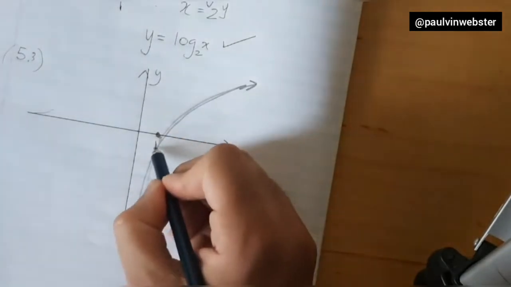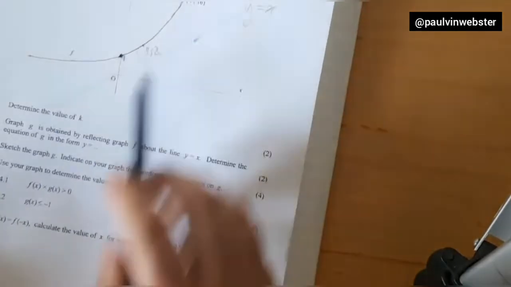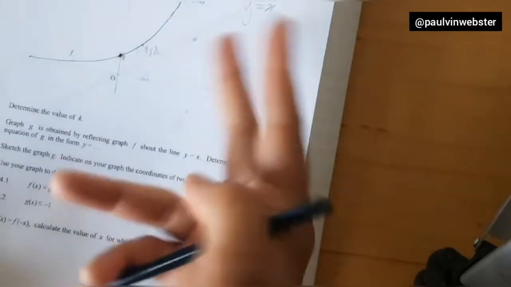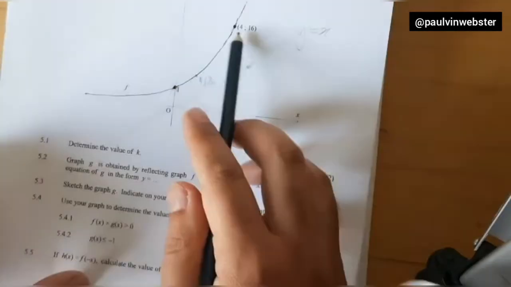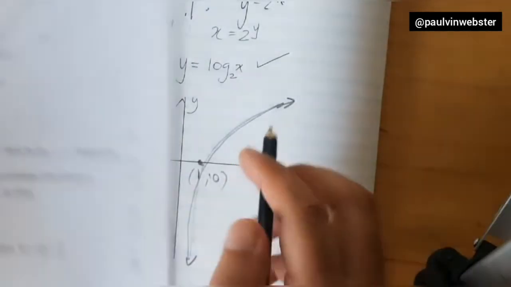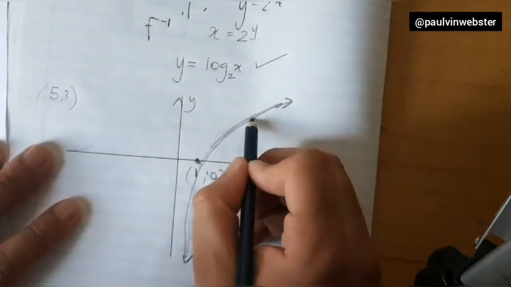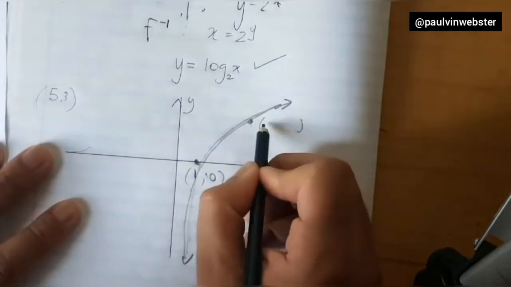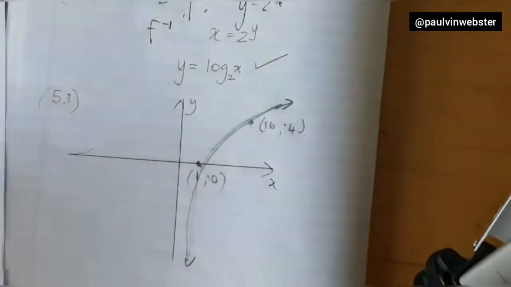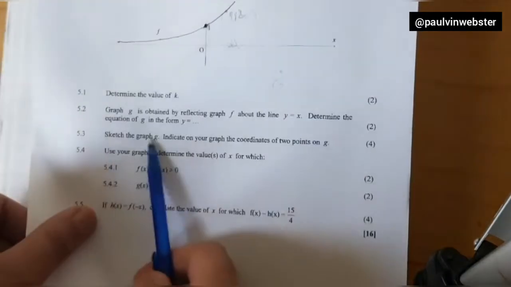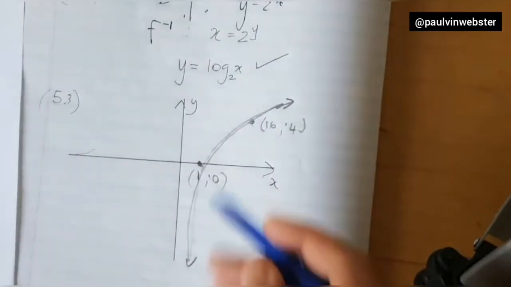Like I said, it's 1 and 2. And remember, this is the inverse one. Inverse is telling me the x and the y are swapping around. Okay, the x and the y swapping around. So my x is going to be 16 and my y value is going to be 4. So it's going to be there. So this point is going to be 16 and 4. Okay, so everything is there. We sketched the graph. We indicated on the graph 2 points. So that will be your final one.